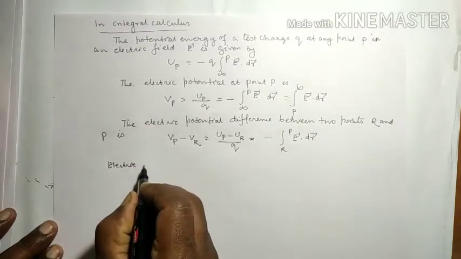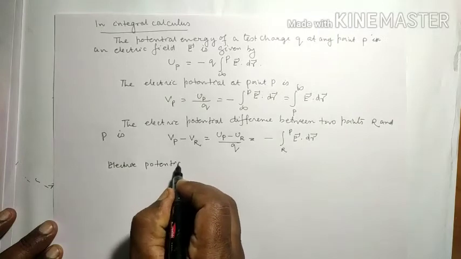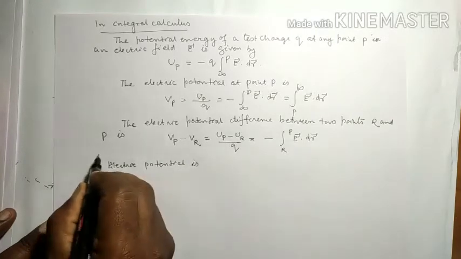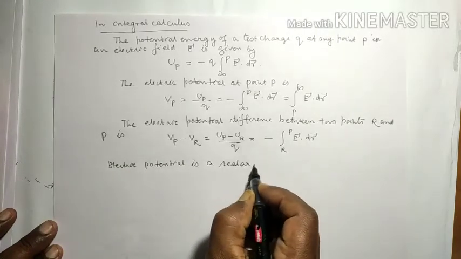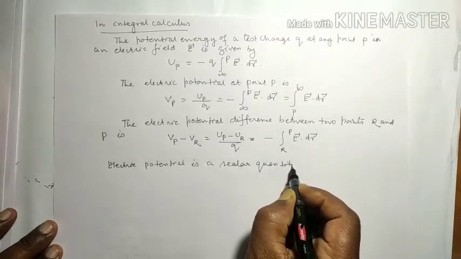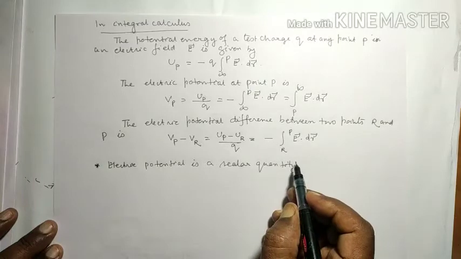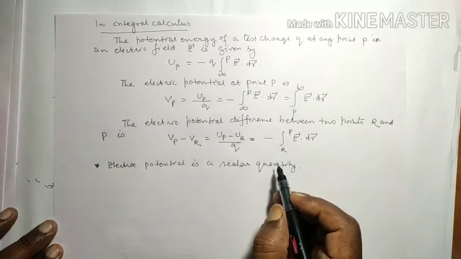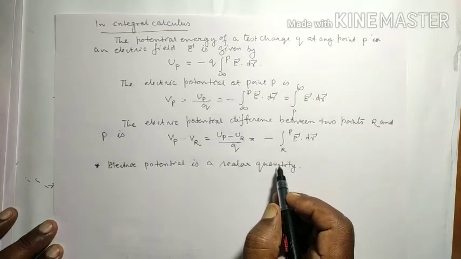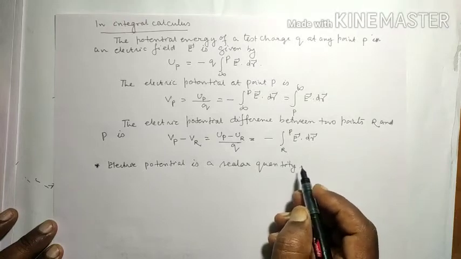Electric potential is a scalar quantity, because W is scalar, charge is scalar, so V equal to W by Q is scalar. Electric potential is a scalar quantity.